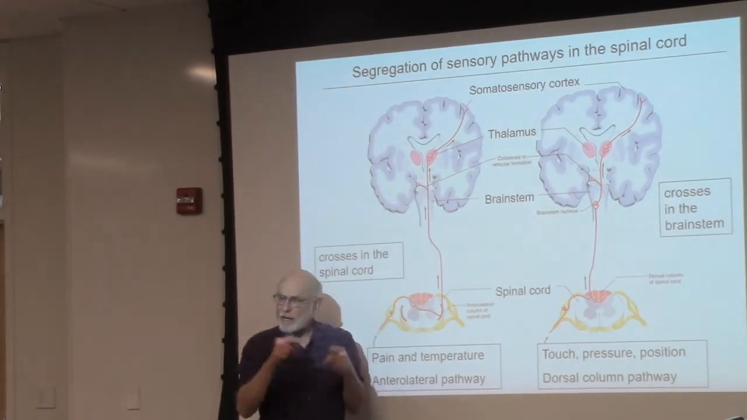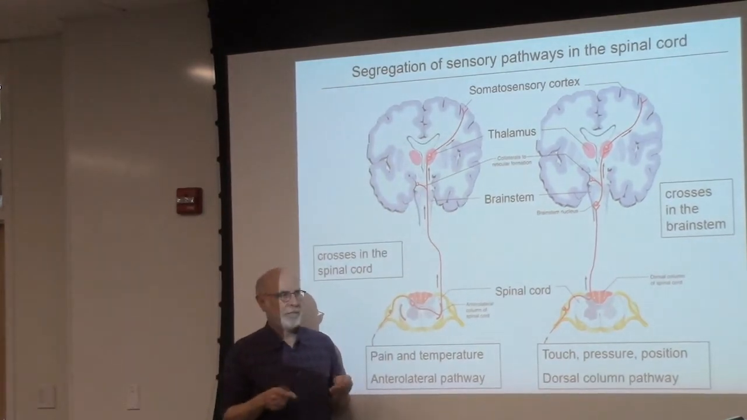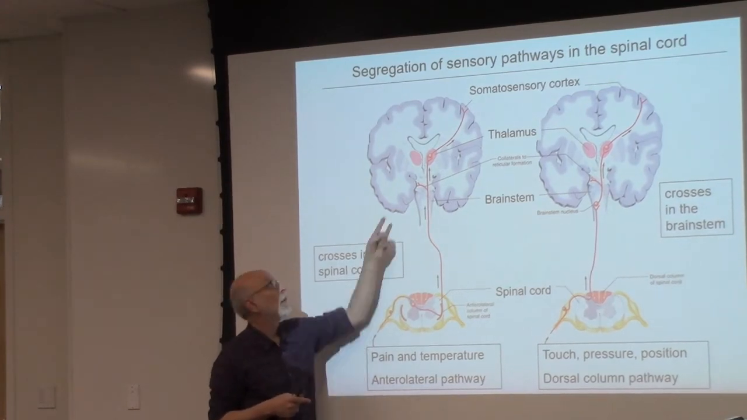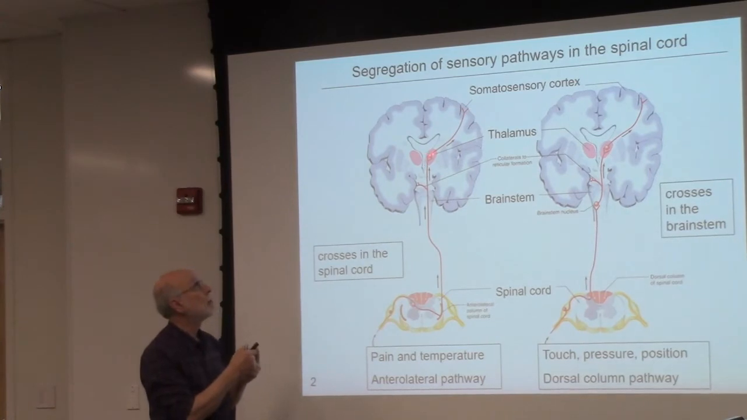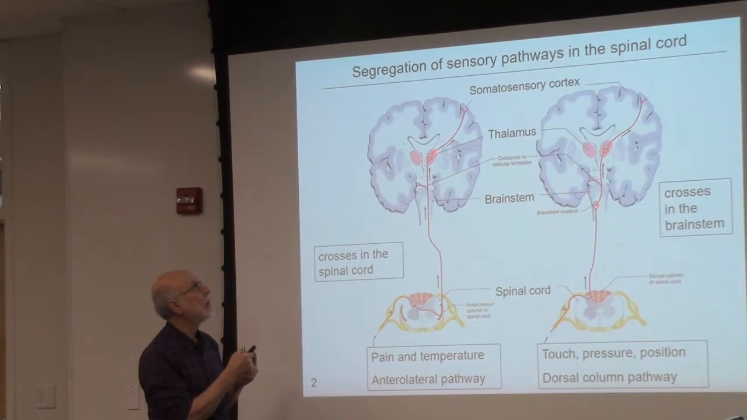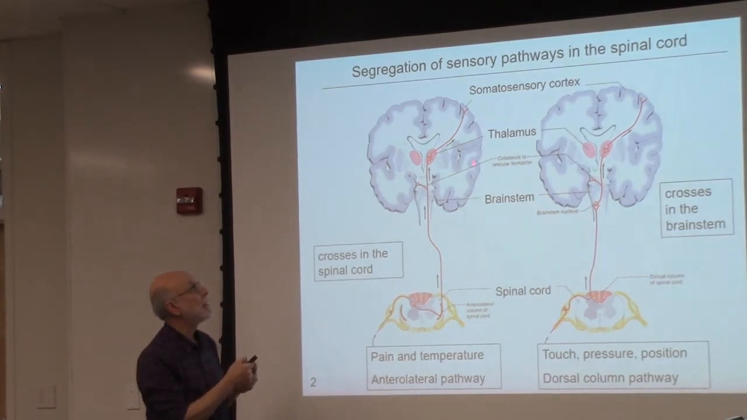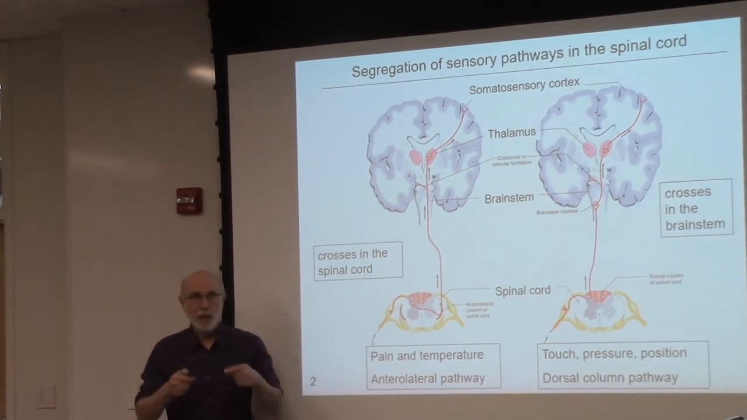Contralateral thalamus, processing integration of that information. And then the third order neuron makes synapses in the somatosensory cortex, which we will unpack later today.